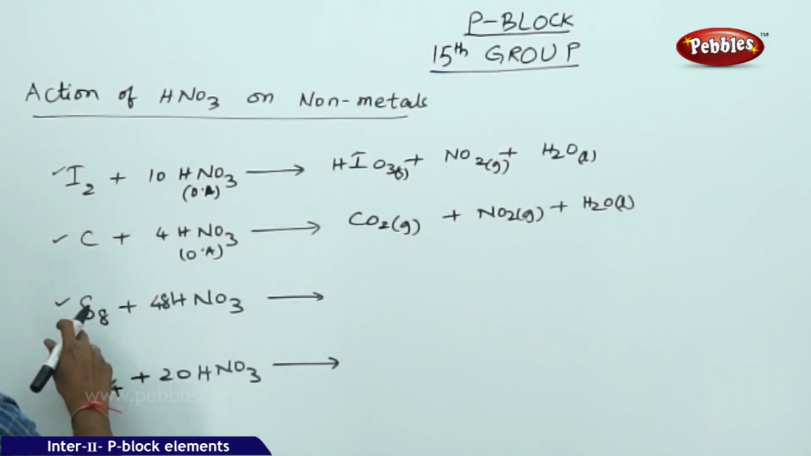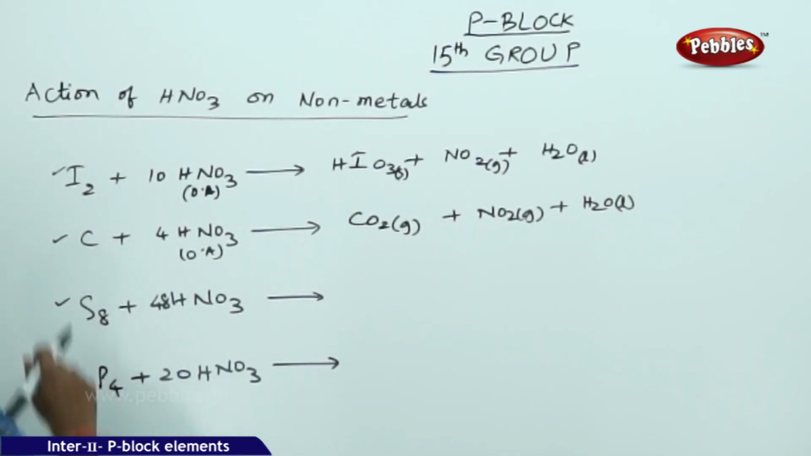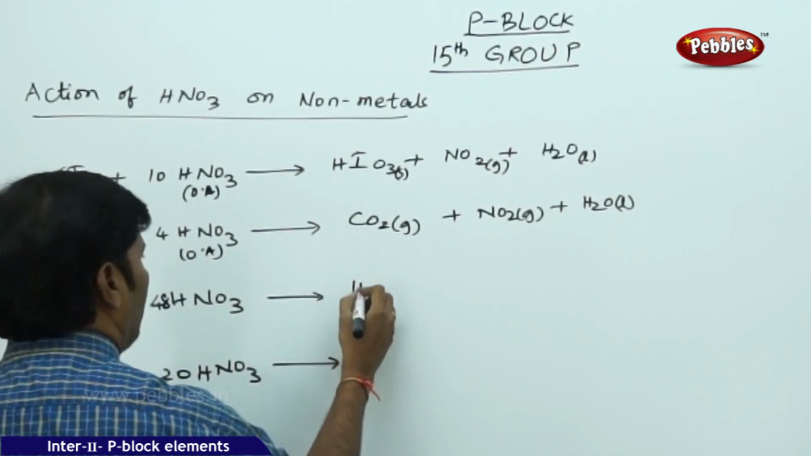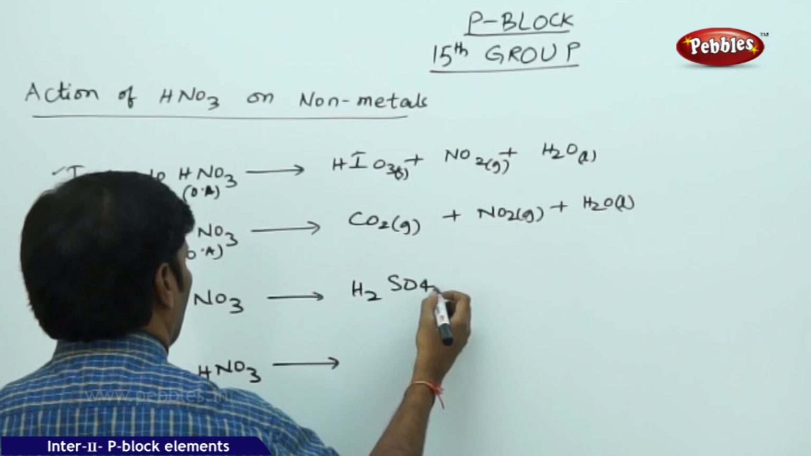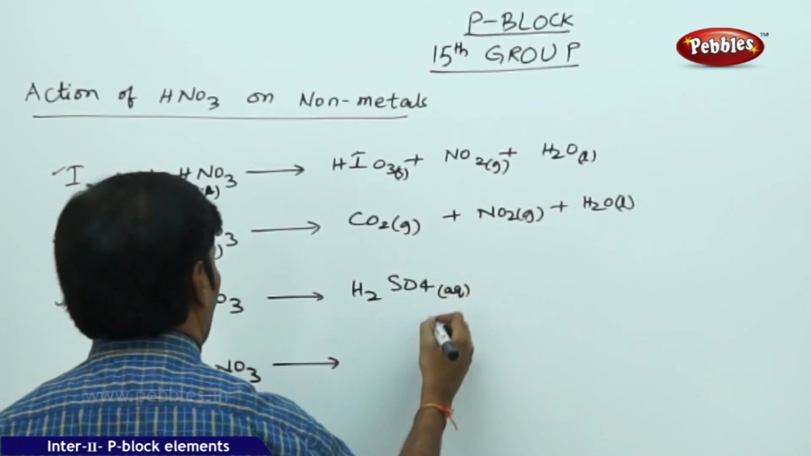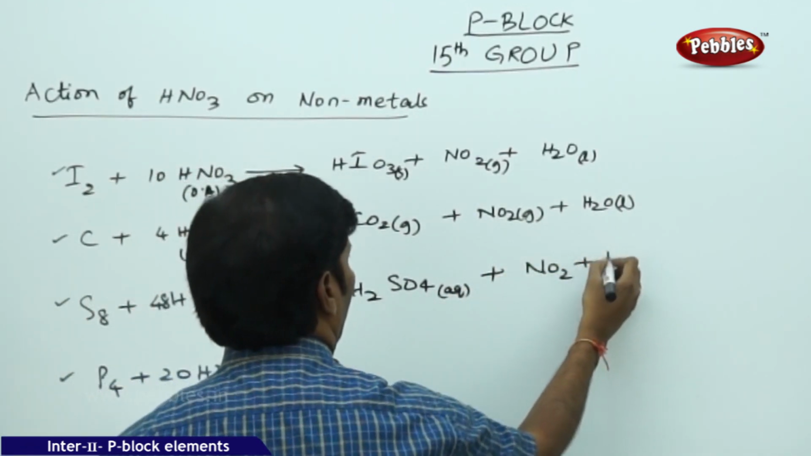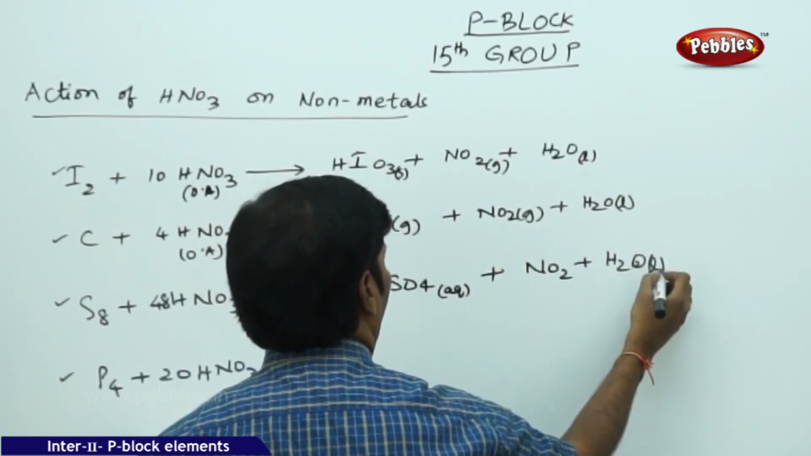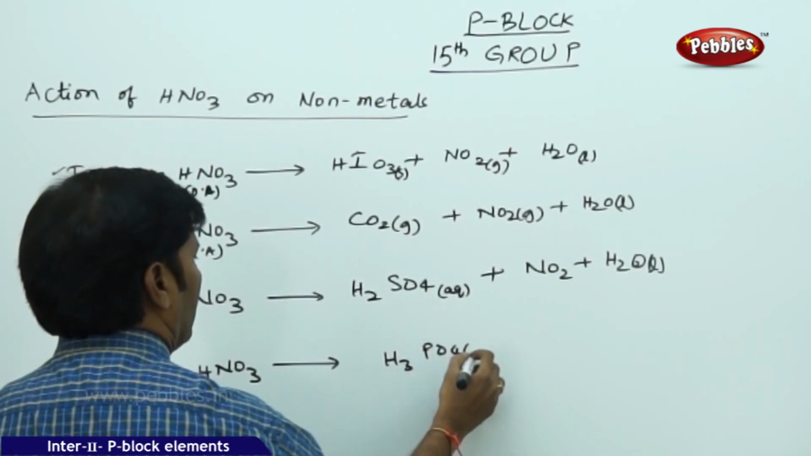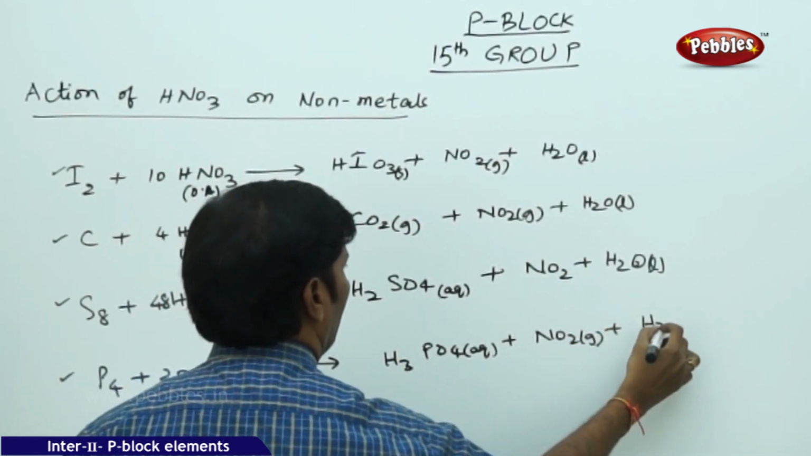Then the atomicity of sulfur is 8 as octatomic sulfur, phosphorus is 4, carbon is 1, and iodine is 2. Therefore S8 forms H2SO4, aqueous, plus nitrogen dioxide, and water as a liquid. Then for phosphorus we take P4, which forms H3PO4 aqueous plus nitrogen dioxide gas plus H2O liquid.